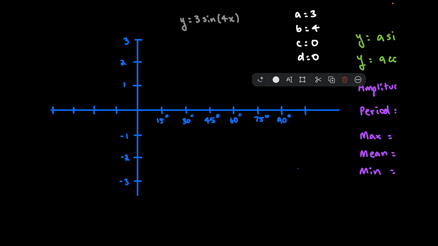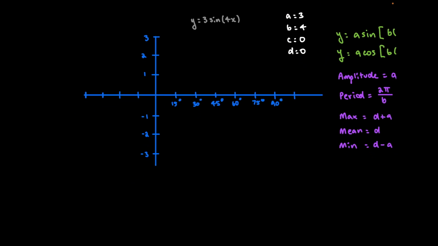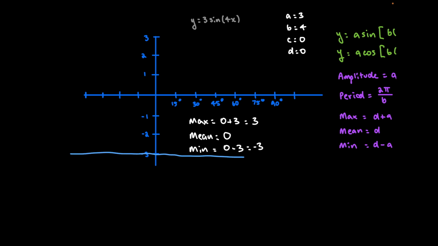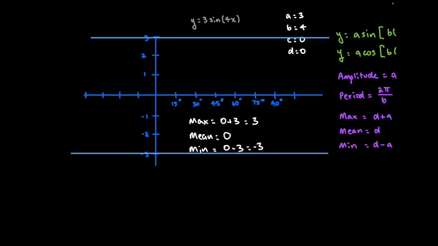So now that we have these 4 pieces of information, let's work out the max and min of our graph. The max line is simply equal to d plus a, which in this case is 0 plus 3, which is equal to 3. The mean line is equal to the value of d, which is just 0. And the minimum value of our graph is 0 minus 3, which is minus 3. I'm going to sketch these 3 pieces of information on my graph above here. So at minus 3 we have a minimum, at positive 3 we have a maximum, and then at 0 we have our mean.